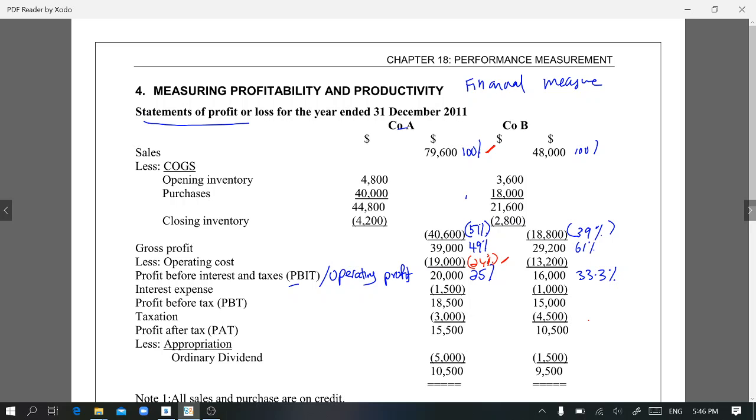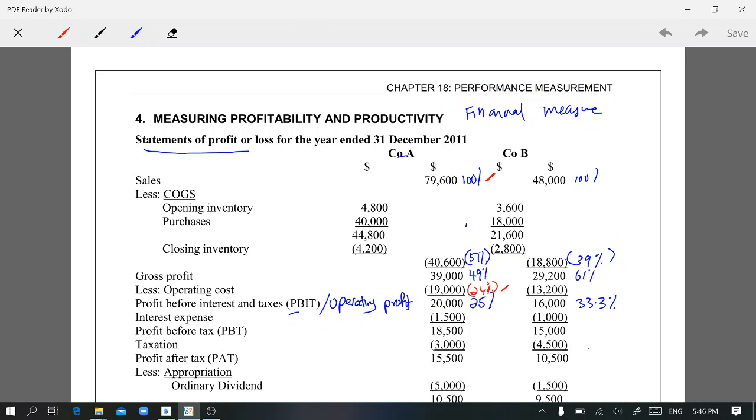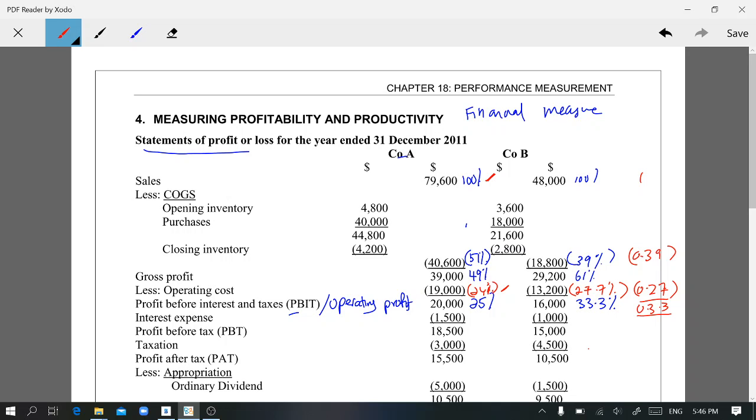So cost will be 27.7% of sales, means $1 of sales, 27 cents will go to my expenses. Okay, 39 cents will go to my cost, so I left with 33 cents. Okay, 33 or 34. Okay, alright. 32.